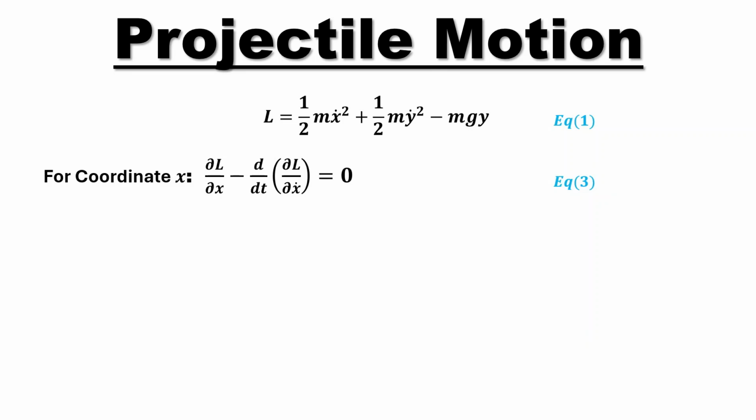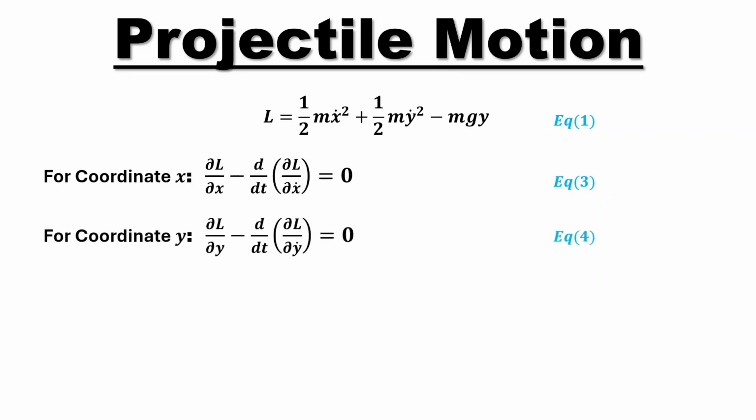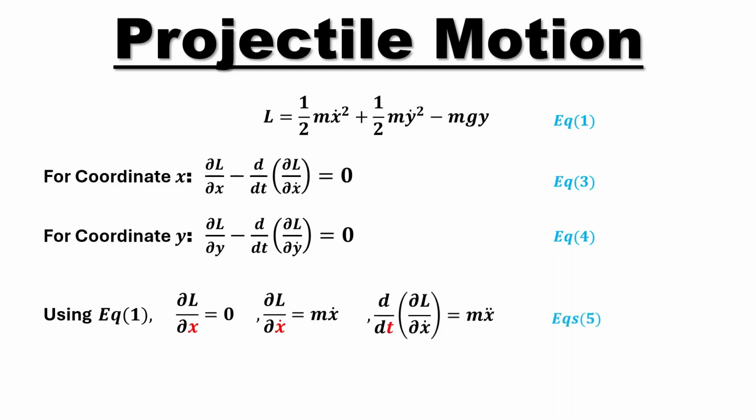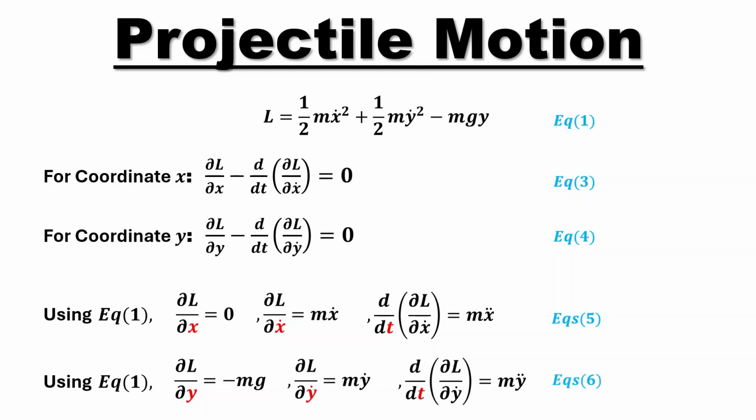For x coordinate, Lagrange's equation takes the form as given in equation 3. For y coordinate, Lagrange's equation takes the form as given in equation 4. Using equation 1, we can find del L over del x, which is 0, del L over del x dot, which is m x dot, and time derivative of del L over del x dot, which is m x double dot, as stored in equations 5. Similarly, we can find the following expressions with respect to y and y dot also.